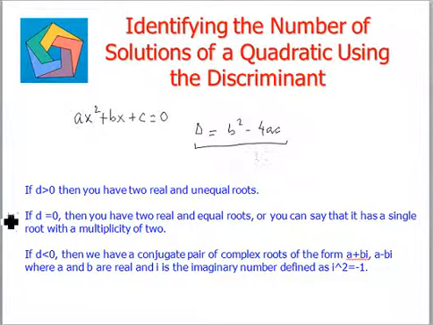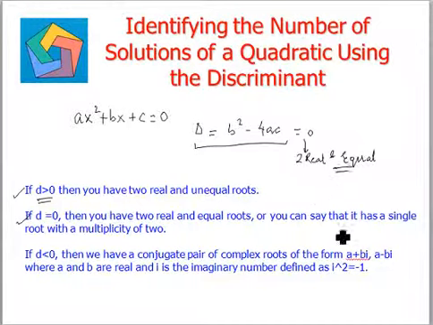There are some rules for the discriminant. If D is greater than 0, then you have two real and unequal roots. If D is equal to 0, that is, if b squared minus 4ac comes out to be 0, then we have two real and equal roots. That is, there will be two roots which are equal to each other, or we can say it has a root with multiplicity of 2.